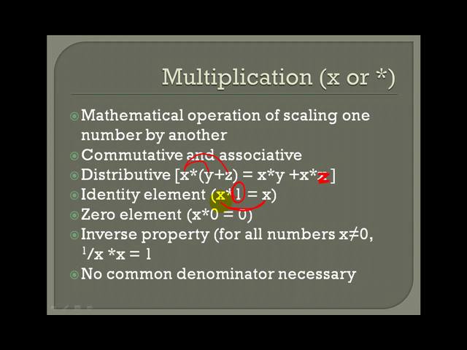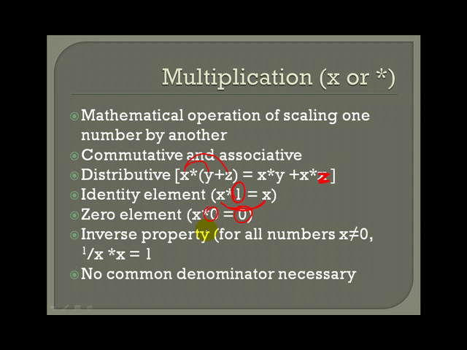Good. There's also the 0 element. Any number times 0 equals 0. 9 times 0 is 0. 1,536 times 0 is 0. 4,302,752,992.7891 times 0 is 0. Castleberry times 0 is 0.